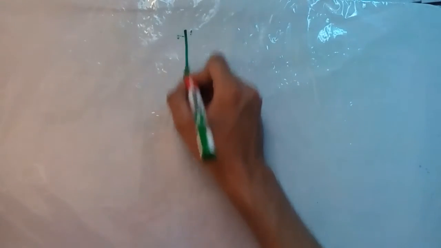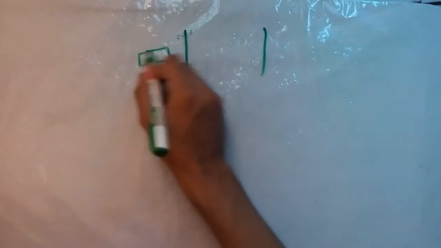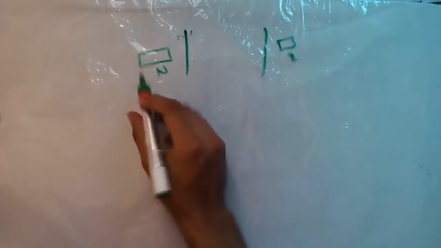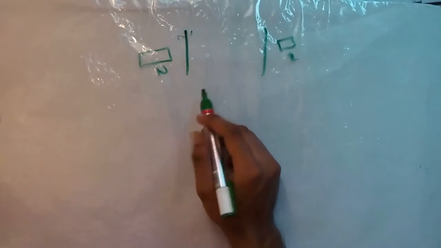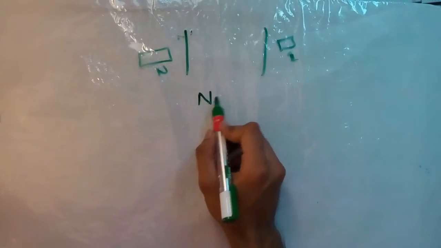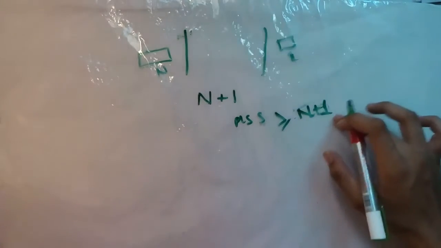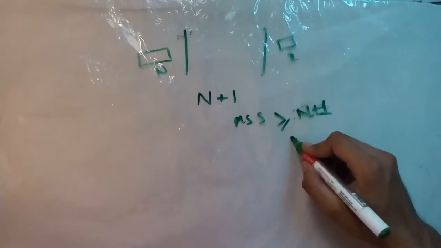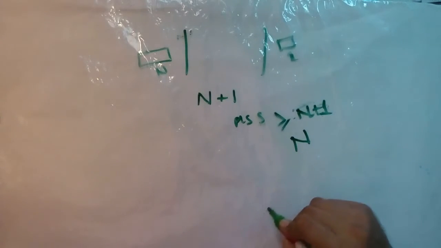The receiver's window size is n here, and the sender's window size is 1. The maximum sequence number should be at least n plus 1. That's what I'm going to explain now. Let us suppose that we are not having n plus 1. Let us suppose we keep the maximum sequence size as n.